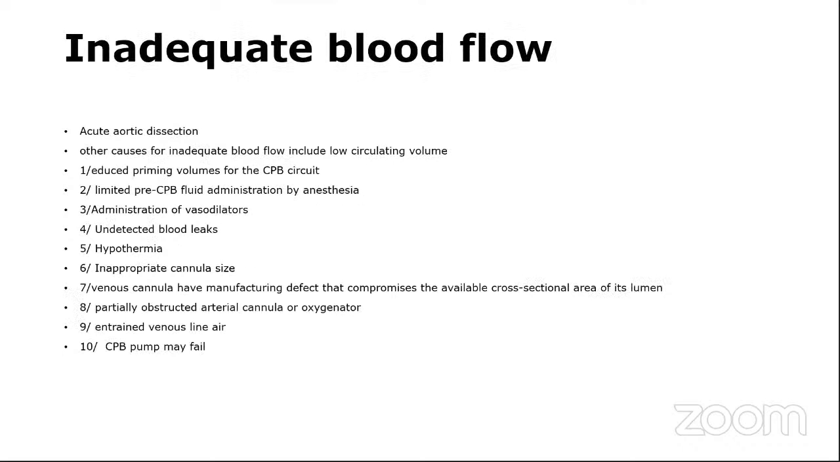The first parameter is inadequate blood flow. The first cause is acute aortic dissection, which we already discussed. The other causes or mechanisms of inadequate blood flow include low circulatory volume, either due to decreased priming volume of cardiopulmonary bypass, or limited pre-bypass fluid administered by anesthesia. So anesthesia is not giving fluid, and also administration of vasodilators.